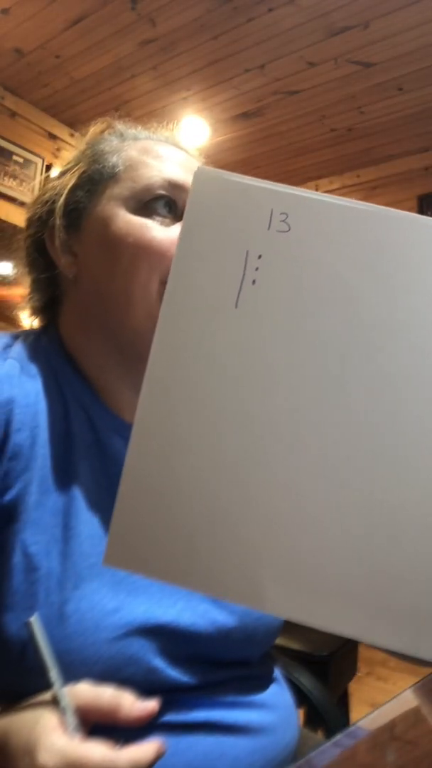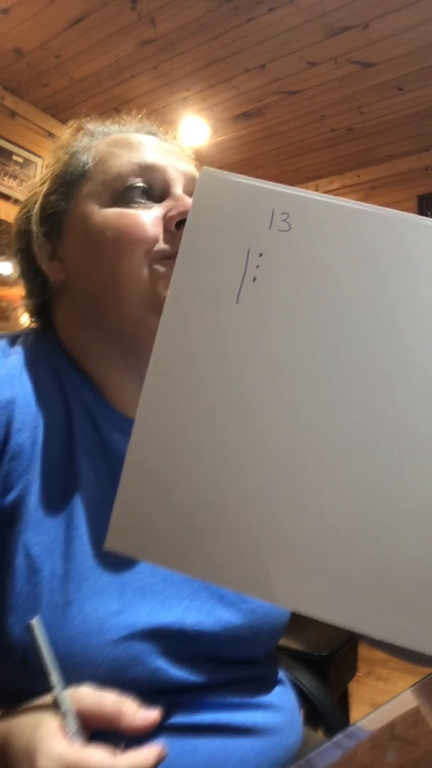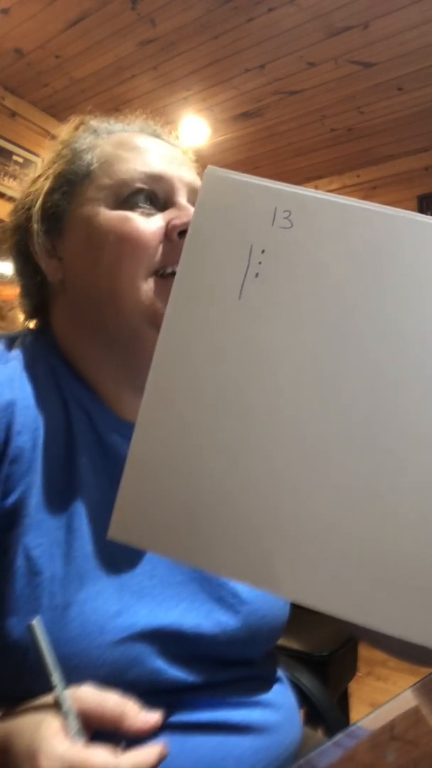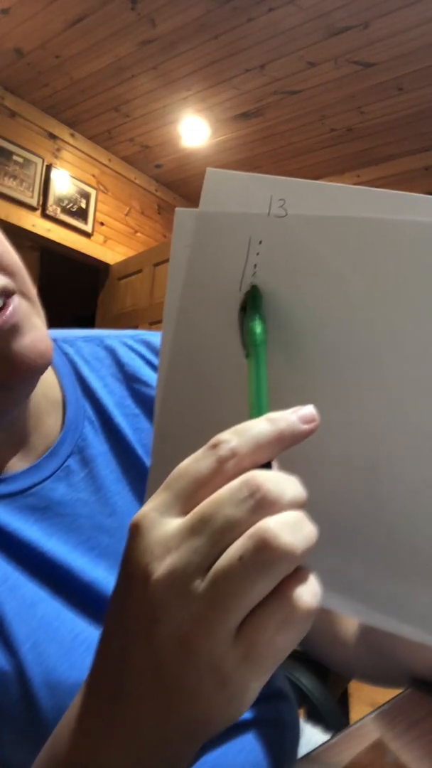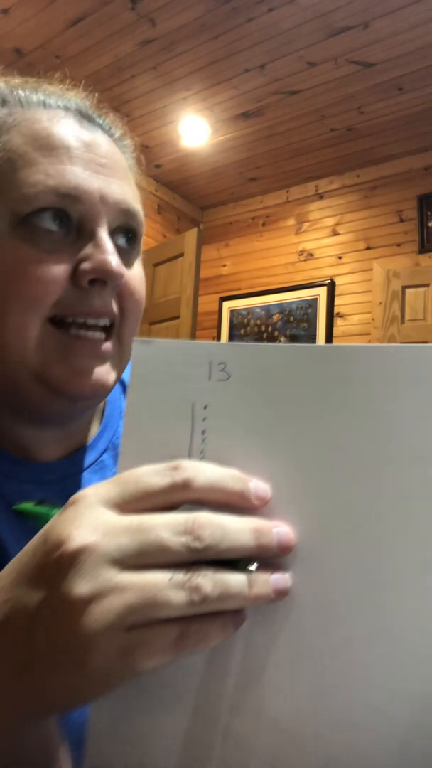I'm showing 13. Right? If I added 4 more links of a different color, how many links are there now? So I'm going to add 4 more. 1, 2, 3, 4. Now how many do I have? I have 10, then 13, 14, 15, 16, 17. So how many do I have now? 17.